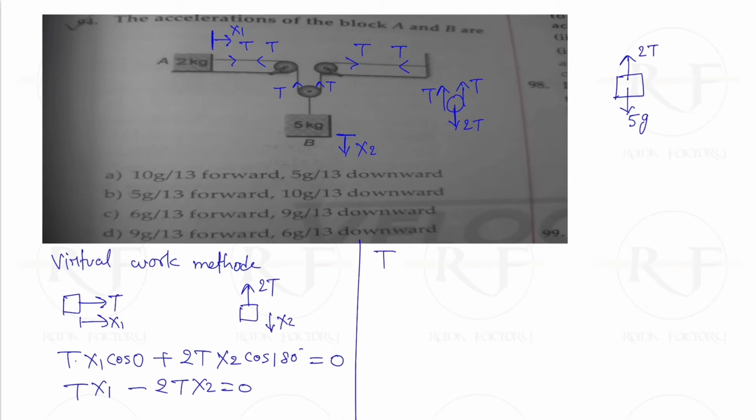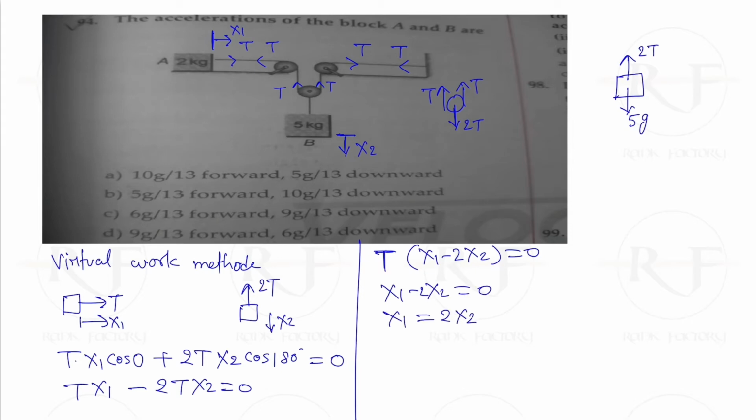So take T as common. x1 minus 2x2 will be 0. Here the tension cannot be 0. There will be some tension in the string. So x1 minus 2x2 will be 0. So x1 equals 2x2.